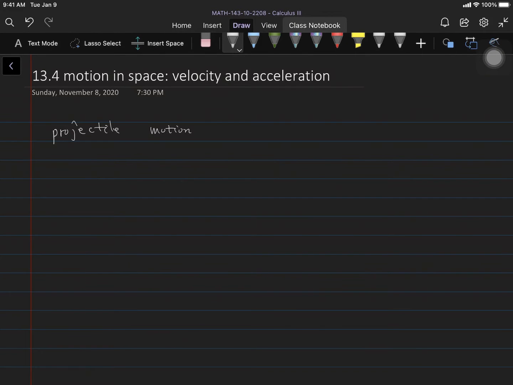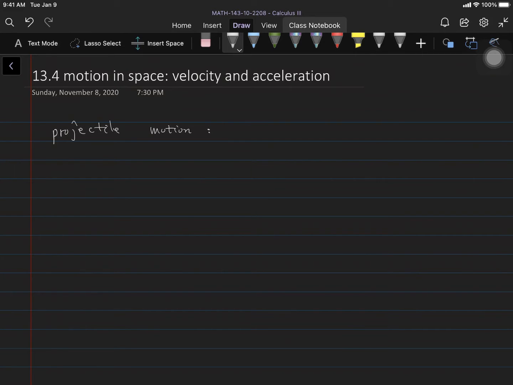Hello everyone. So today we're going to learn 13.4, which is motion in space, and we're going to learn velocity and acceleration and also the application. Let's take a look. The first subject we're going to learn is projectile motion.